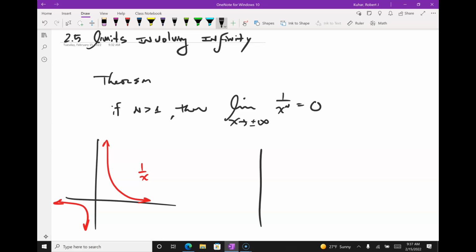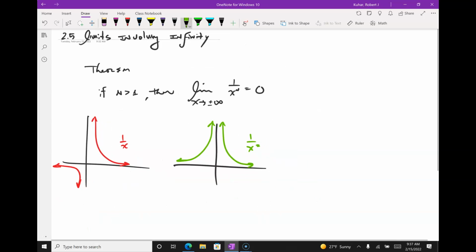Same thing if I go to a higher power, 1 over x squared. Same thing, you can see it left and right going to 0, right? There's really not much to think about here at all. But I'm going to use this theorem to prove a couple of limits, to demonstrate a couple of limits. So I typically don't test on this.